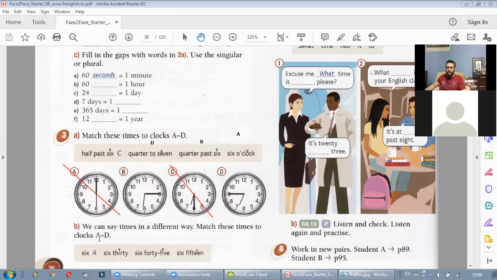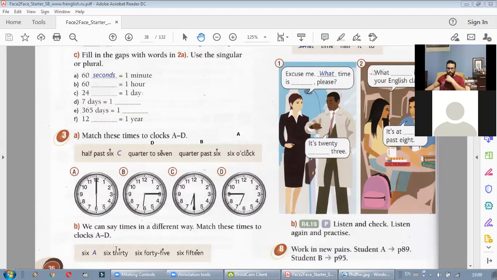Okay, but we can say it in another way. Right? In part B, can we see it in part B? So for example, A, we can say 6. So if I ask you what's the time, you can say 6. It's 6. Okay. So we have two ways. You can say 6 o'clock, correct, and you can say 6, correct. Both are correct.